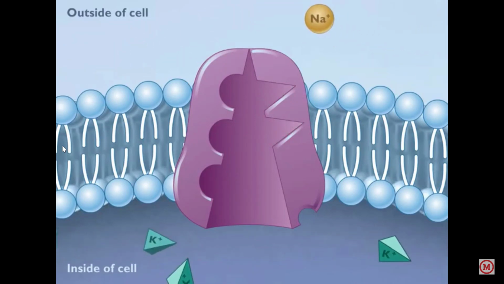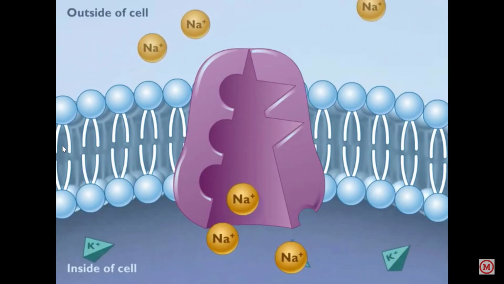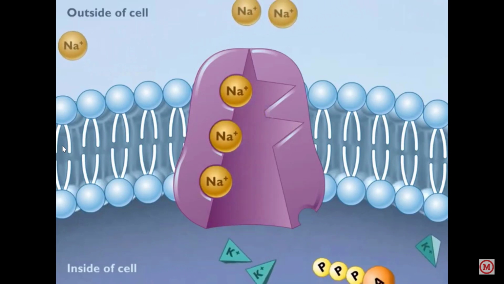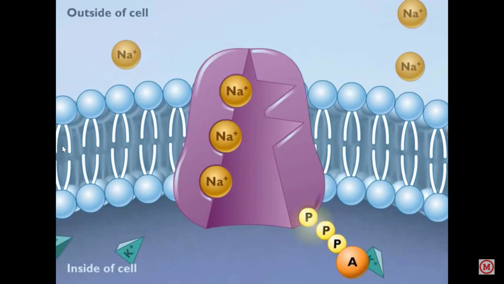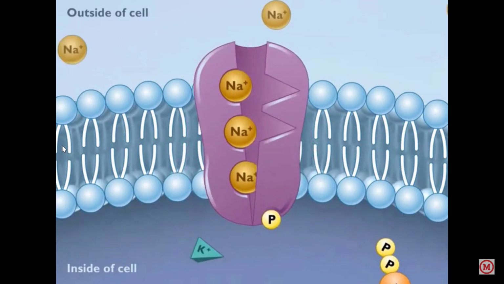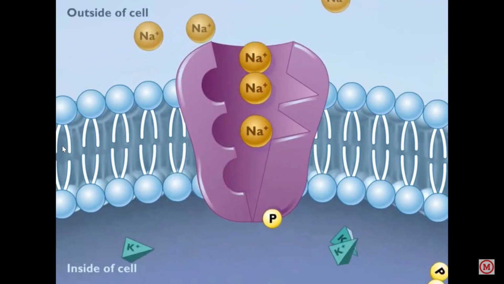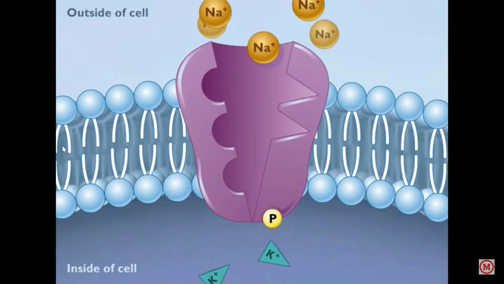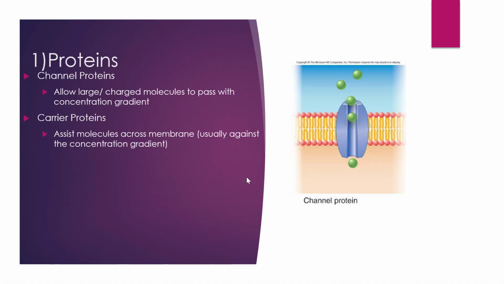The main takeaway here is that in both of these scenarios, for sodium and potassium, they're going against their concentration gradient. So they're going from low to high concentration, and that's why ATP, or the energy molecule, is going to be needed. The next one is a receptor protein.